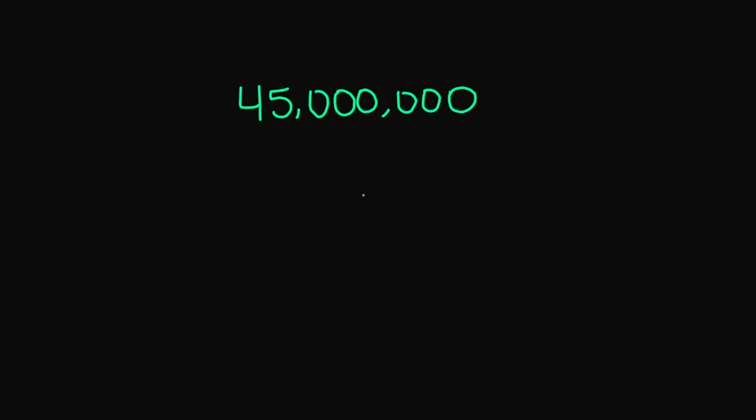This is 45 million. So you have your ones place here, tens, hundreds, thousand, 10,000, 100,000, million, and you have 10 million here. And the 5 in this example is going to be in your millionths place.